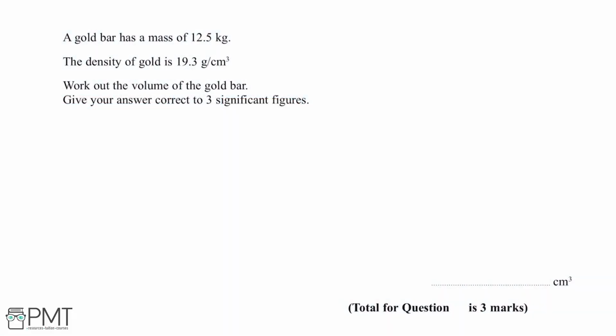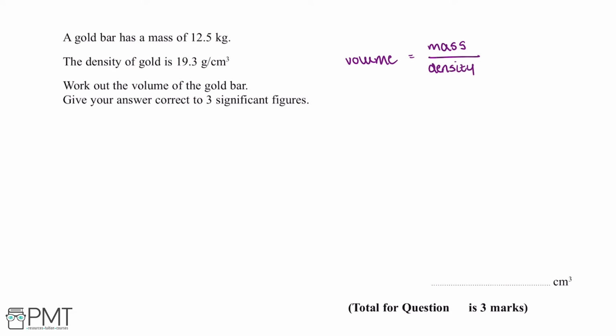A gold bar has a mass of 12.5 kilograms. The density of the gold is 19.3 grams per centimetre cubed. Work out the volume of the gold bar. Give your answer correct to 3 significant figures. So we'll need to know the formula for the volume of a substance. And the formula for this is that volume is equal to mass divided by density.